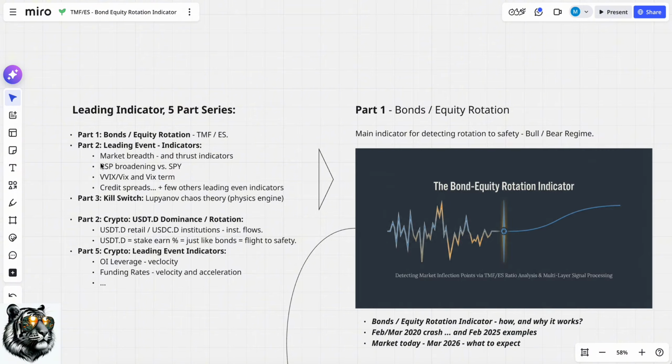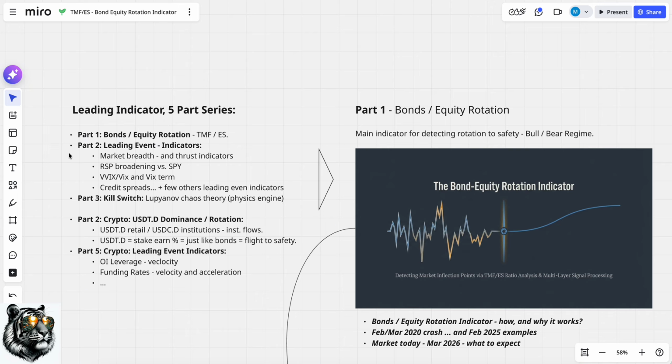It's an interesting market. It's a confusing market. So today we're kicking it off with the first part of the indicators, or one of the first indicators, and it's essentially bonds and equity rotation, which gives us a good sense in terms of shifts from bull to bear market regimes. In the future, we're also going to cover leading event indicators, specifically market breadth, RSP broadening versus SPY, VVIX and VIX and VIX term type of indicators, as well as the credit spreads, and a couple of other things.